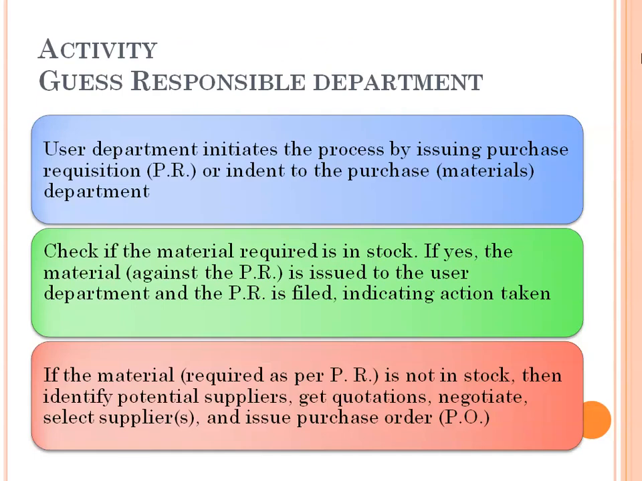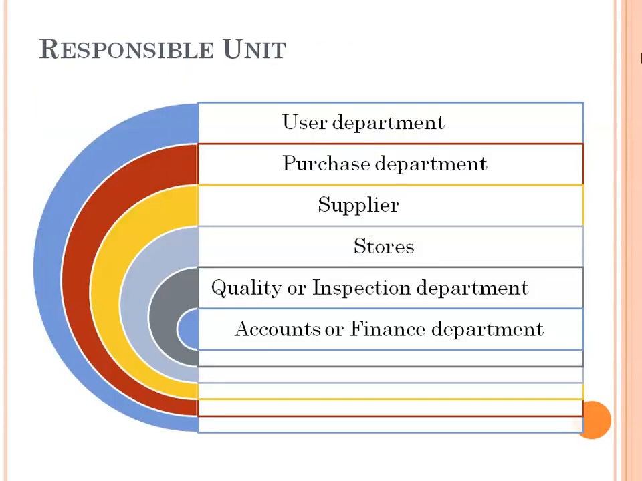So we will just go for this activity. Now just look at the screen, and these are the responsible units. Suppose there is the user department, then the purchase department, then the supplier, stores where the items are being stored, or you can say inventory, then the quality or inspection department, or the department related to finance or accounts. So just look at this figure. There are n number of responsible units. Now I will read out the activity and you have to tell who is responsible for this activity.